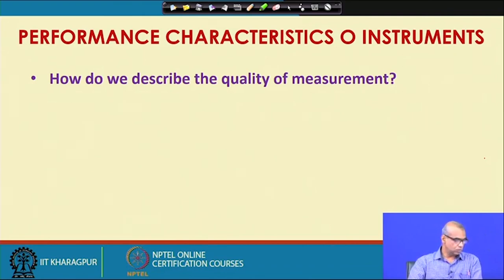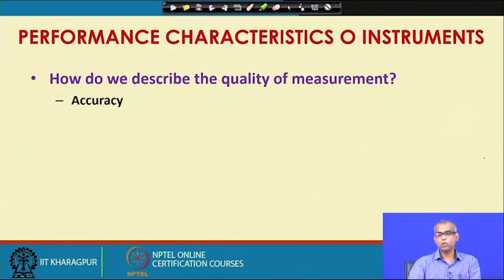Now, let us try to understand what you mean by static characteristics of instruments. When you use an instrument to measure some process variables, you may ask yourself, how do you describe the quality of measurement? Or let us say you are measuring, say, temperature of some process using two different instruments, and let us say you are doing these things repeatedly. So, again, how will you compare the performance of one instrument against another?